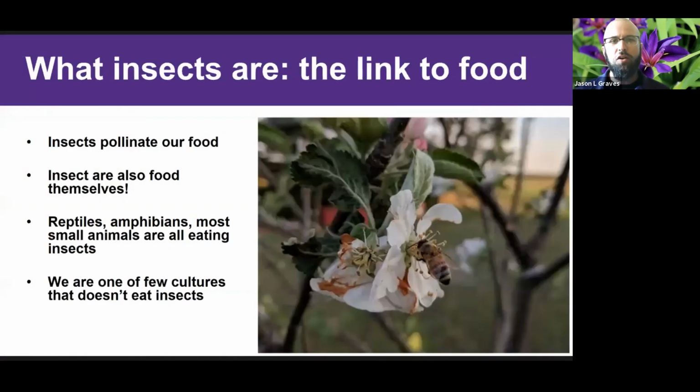So what insects are? Simply, to me, they're the link to food. And that's one way to look at them. Insects pollinate our food, of course, but another important feature of insects is that they are also food themselves. And that's something that maybe we don't think about as much, but we look at the other animals and the communities and ecosystems that rely on insects. It becomes very interesting once gardeners realize the role that insects play in a truly thriving and functioning ecosystem. And it has to do with what insects are.